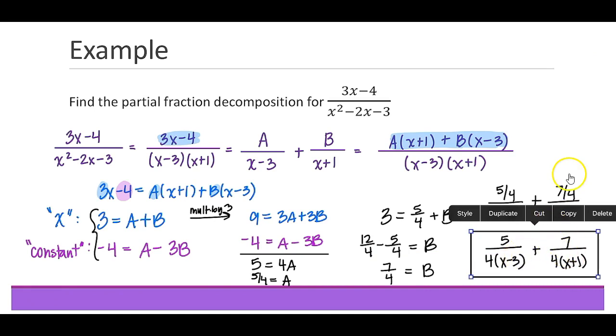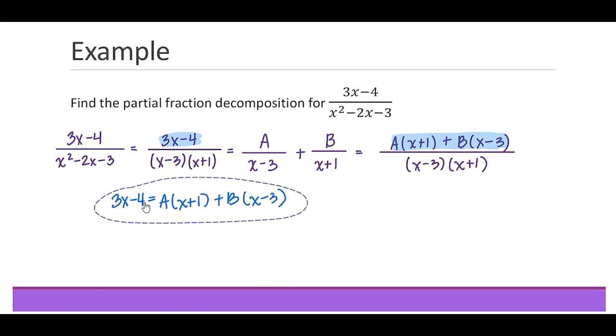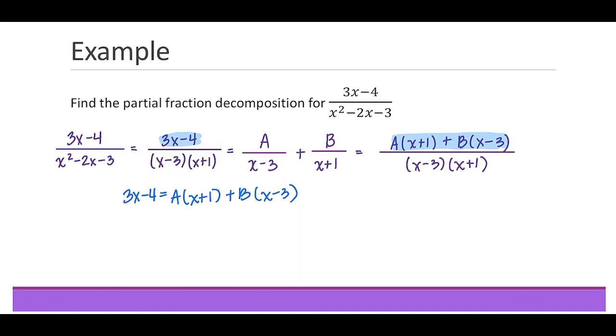So if we were to add this back together, we would get our original rational expression. Alright, before we move on from this example, I'm going to go over an alternate way to find the values of a and b. So we're still going to work with the idea that 3x minus 4 has to equal a times (x plus 1) plus b times the quantity (x minus 3). So we're still going to work with that equation, and we're still trying to find a and b.